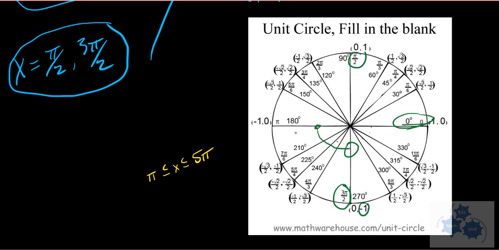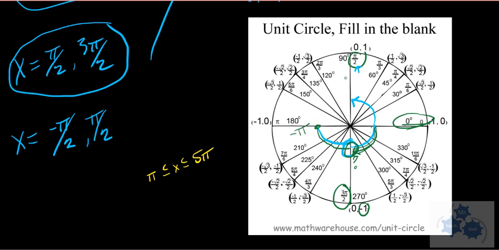So if this is negative pi right here, what is this angle? Negative what? Sorry? Negative pi over 2, yeah. Because see, it's 90 degrees back. So this is negative pi, this is negative pi over 2. So x equals negative pi over 2. That's one of our answers. Right here. And then I go around and then I hit what? What comes next?